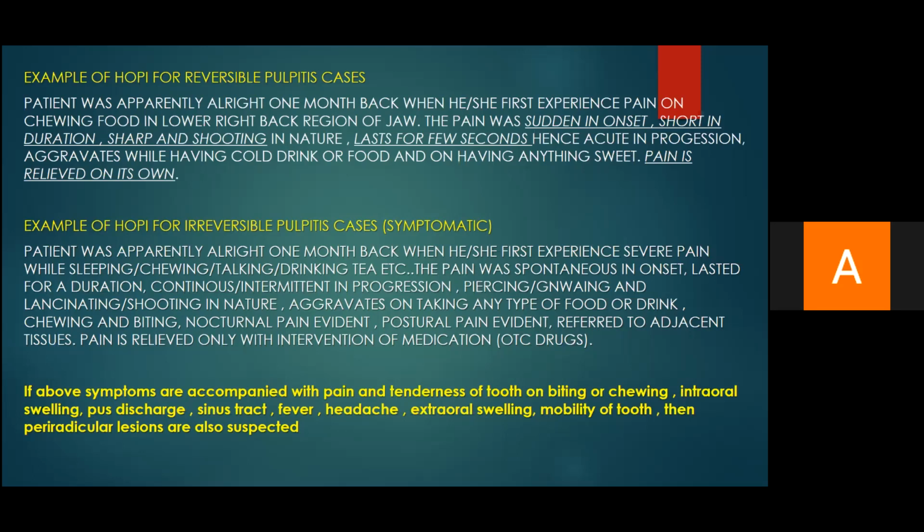Then the second part is the example of irreversible pulpitis. This is for the symptomatic case. So here the history of presenting illness is: patient was apparently all right 1 month back when he or she first experienced severe pain while sleeping. Now, irreversible pulpitis can have many causes, and the particular cause here is sleeping. Nocturnal pain is a characteristic of irreversible pulpitis.